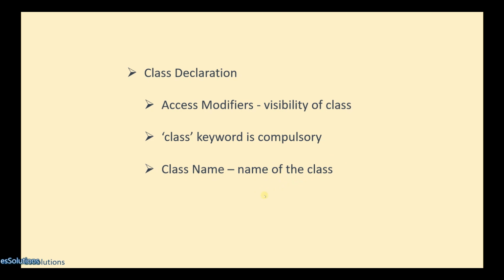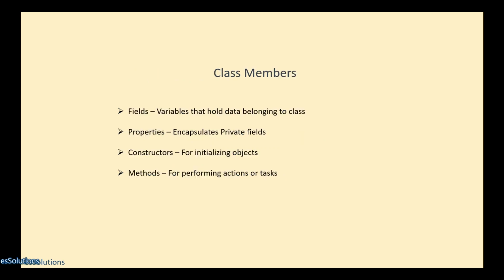Within the bounds of a class, there are things that exist or could exist there. These are called class members. Class members could constitute any of these four. The first is a field, and fields are variables that hold data that belongs to that class. We also have properties, which encapsulate the private field. I will take these two together, because in C# over time it kept improving, and these two have been merged. They have been collapsed together.